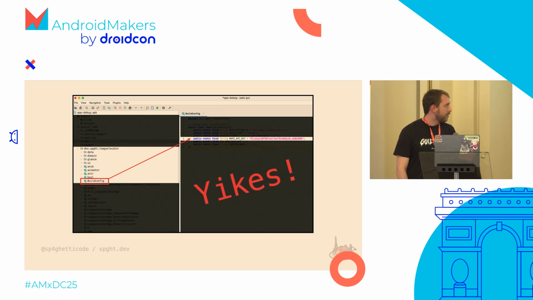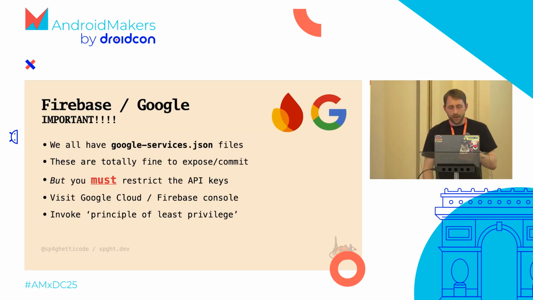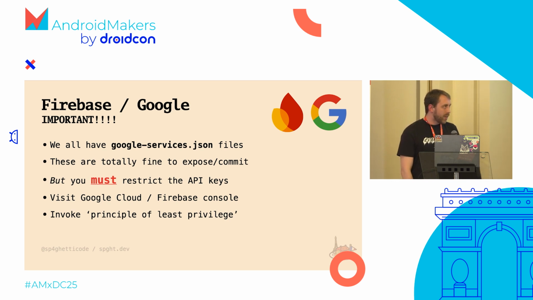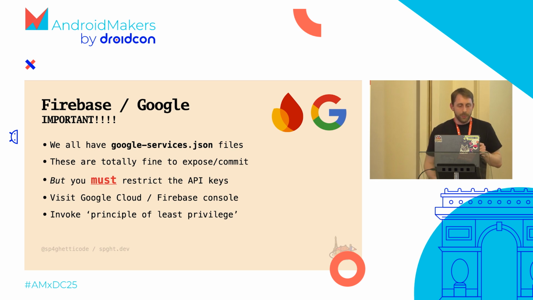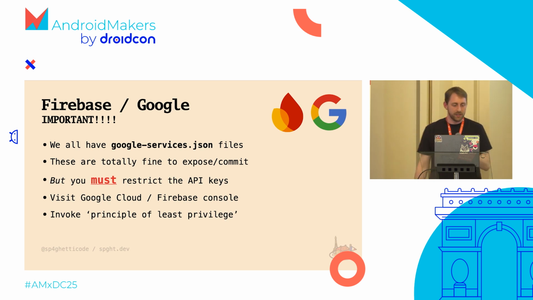One of the most common ones, and I think I better address this now, is Firebase and Google, and I'm asked this a lot. Most of us here all have Google service JSON files, and what do we do? Should we commit them? Should we not? The official answer, as far as I'm aware, is that these are totally fine to expose and commit into your code bases, but you must restrict the API keys.